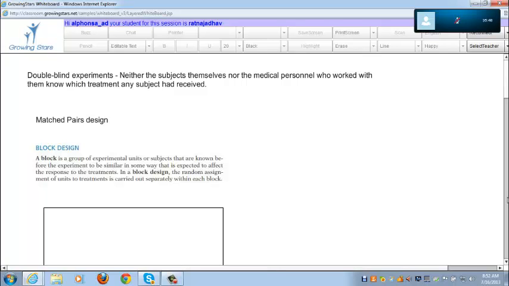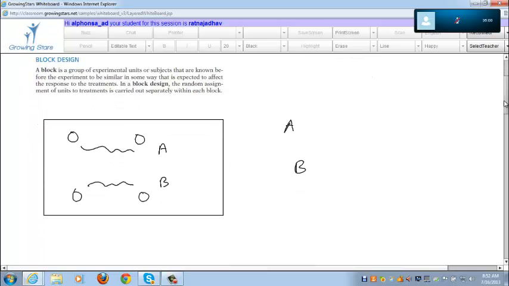Remember the fertilizer example that I showed you before? I'll just take 4 plants. You have 2 fertilizers. If you assign fertilizer A to 2 plants randomly and fertilizer B to another 2 plants randomly, and then look at the results, it may not be a good experiment because soil condition is a lurking variable.